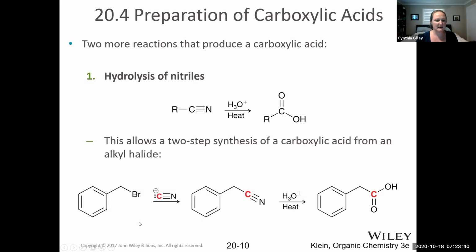Also note that in this synthesis, we have added one carbon to the organic substrate. This benzylic bromide has a total of 7 carbons. Notice that when we do our SN2 reaction with cyanide, we introduce another carbon, so we've added a carbon and now we have 8 carbons in the structure. So this is sometimes called a 1-carbon homologation reaction.